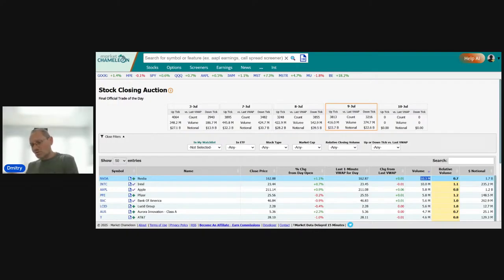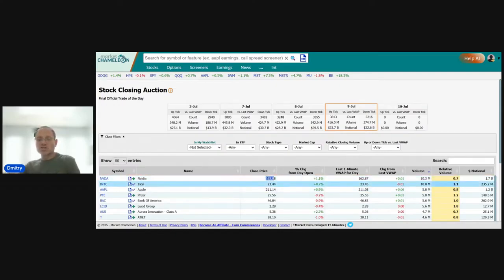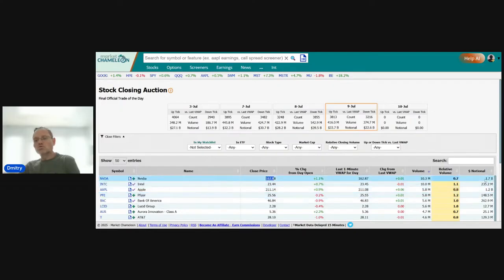Okay, so here we see the closing volume. This is the volume on that closing auction, not for the day, but the closing auction volume was 10.3 million shares for Nvidia, which translates to $1.7 billion worth of stock. But is that a lot relative to Nvidia? It could be a lot relative to a different stock, but what about to Nvidia? How much stock usually trades at the close?